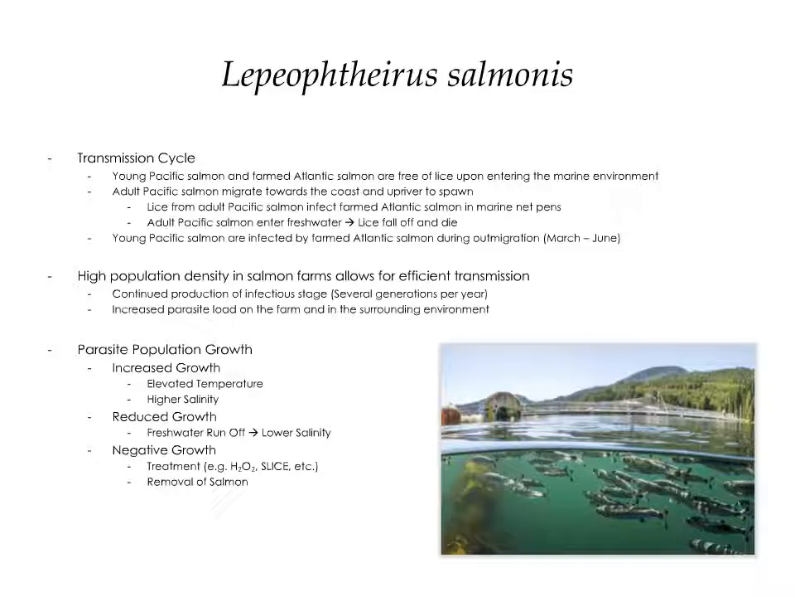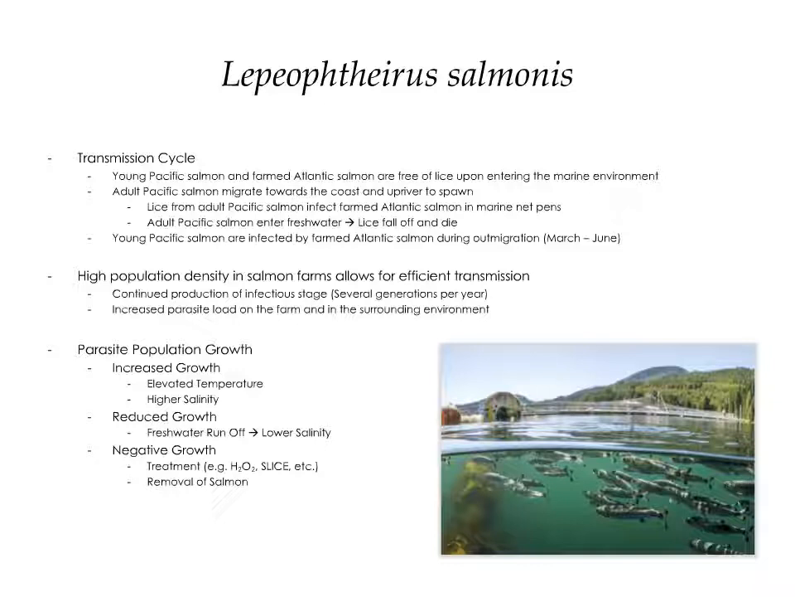Lice from the adult Pacific salmon infect the farmed Atlantic salmon in the marine net pens. Once the adult Pacific salmon enter fresh water, the remaining lice fall off and die. The young Pacific salmon are infected by the farmed Atlantic salmon during the outmigration between March and June. The high population density of salmon farms allows for efficient transmission. This is the result of an increased parasite load on the farm and the surrounding environment. There's also continued production of the infectious stage, wherein several generations can occur per year.